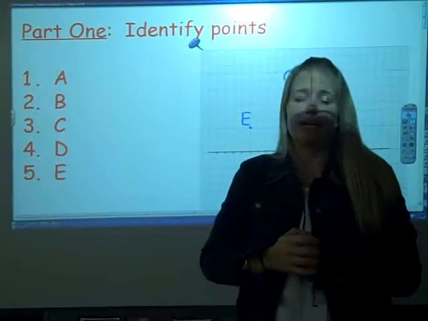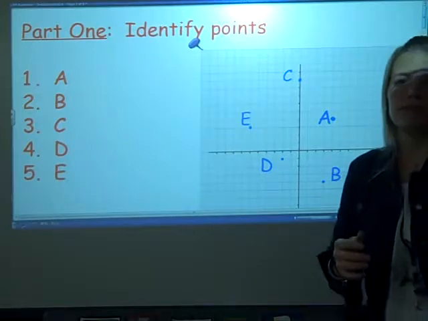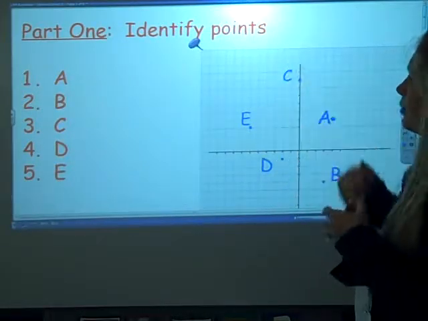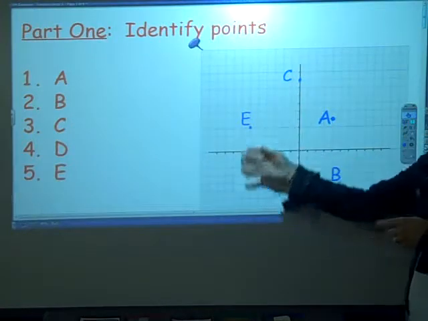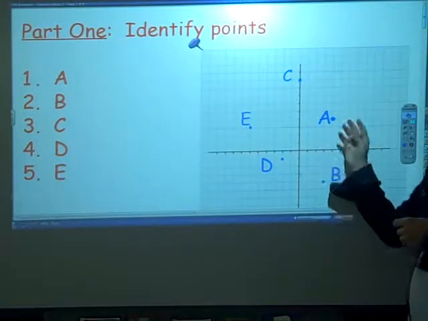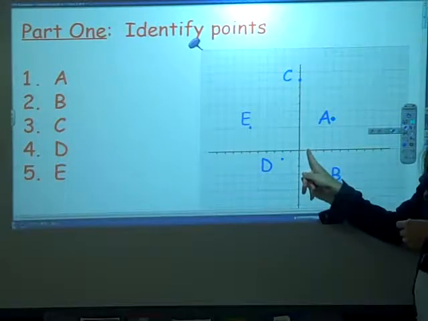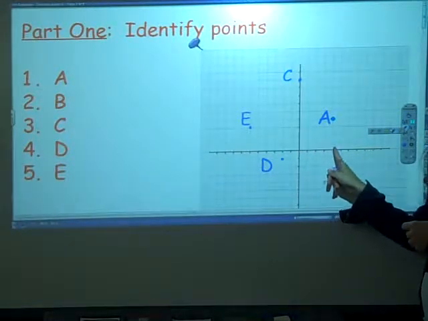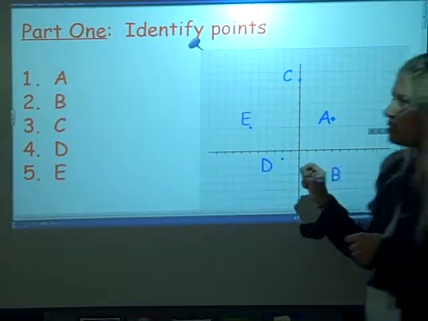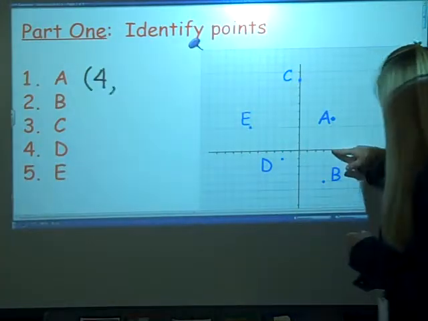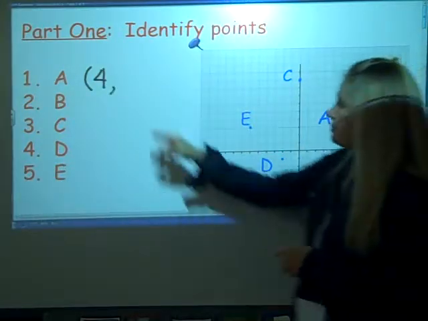We are identifying some points. You just have to ignore that. Identifying points. All right, we need to identify these ordered pairs. Well, A, we know, is in quadrant 1. And then what you're going to do is count over 1, 2, 3, 4. You always list the x-coordinate first. 4, comma. We go up 1, 2, 3, 4. 4, 4.